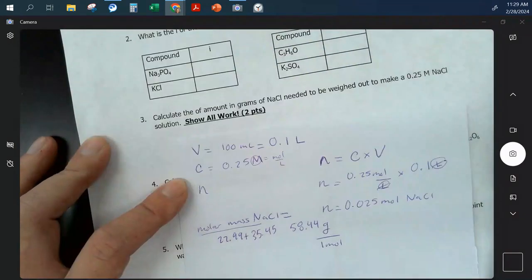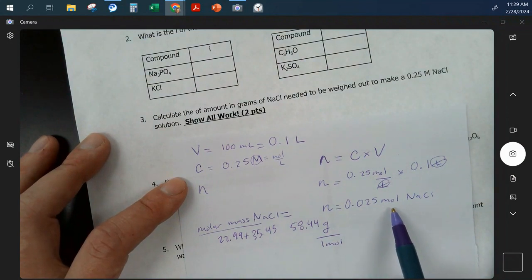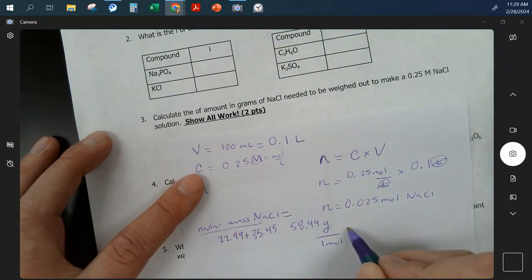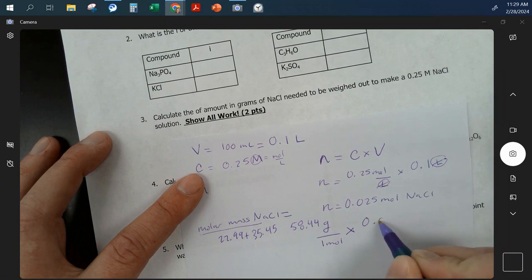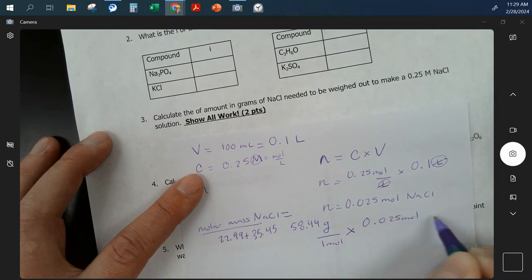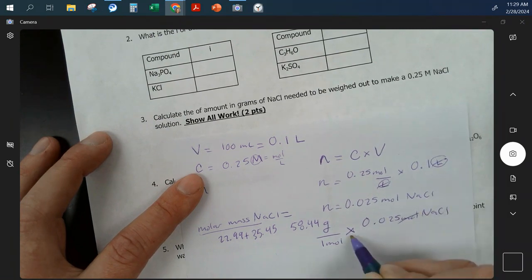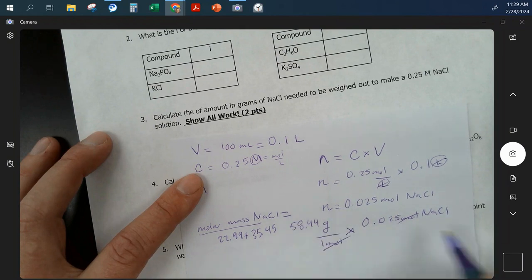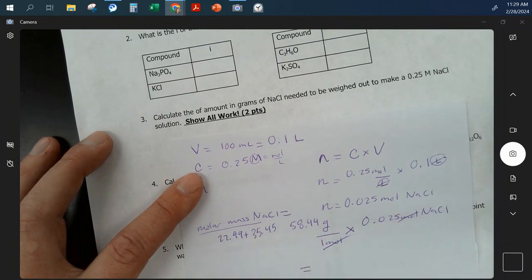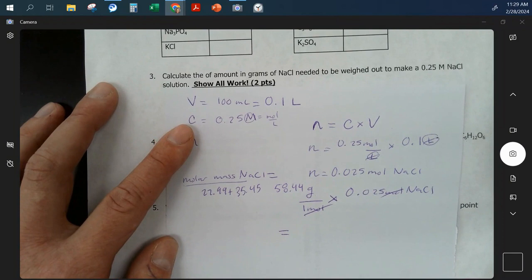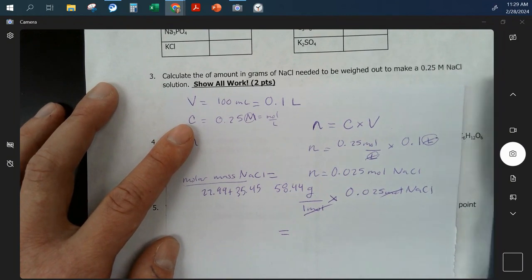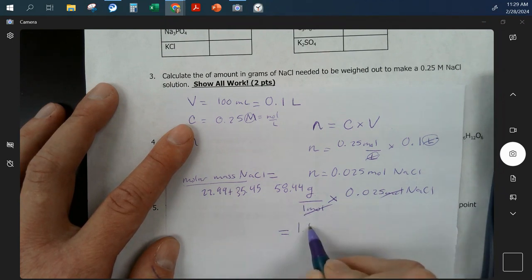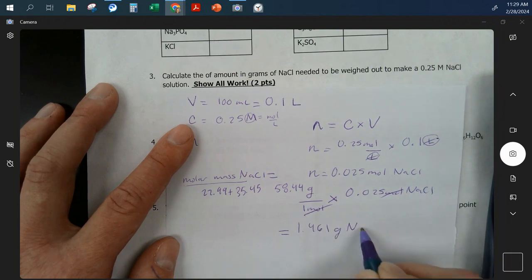We have 0.025 moles. So if we multiply the molar mass and the number of moles, moles cancels out and we'll get grams of sodium chloride. Oh, I guess I could have kept that on my calculator. Molar mass times number of moles. I've got 1.461 grams of sodium chloride.